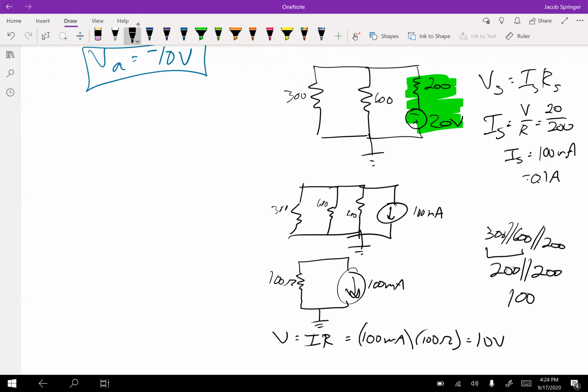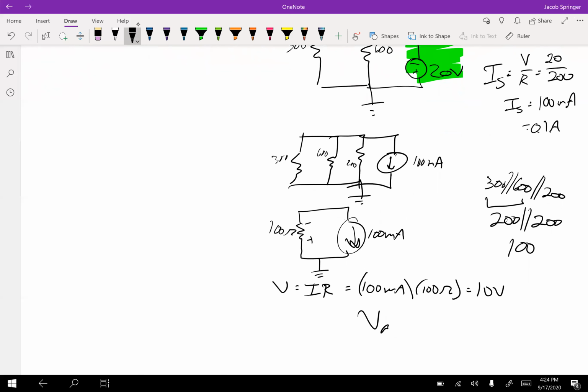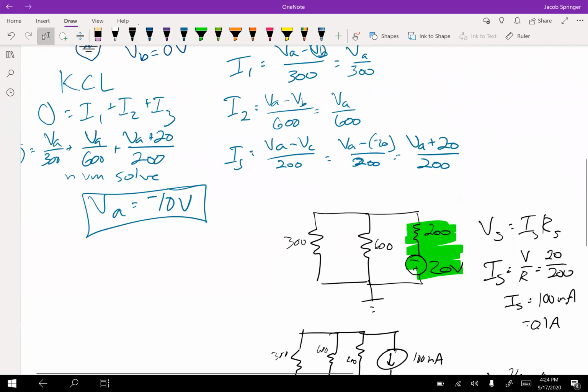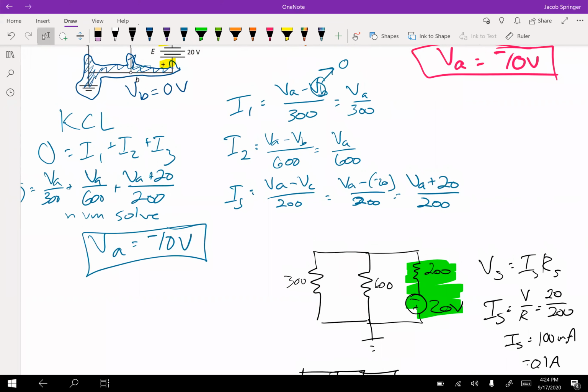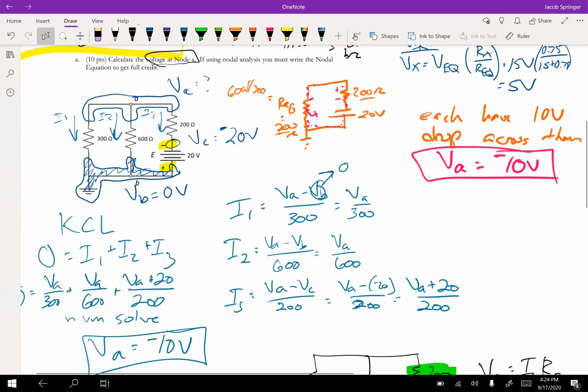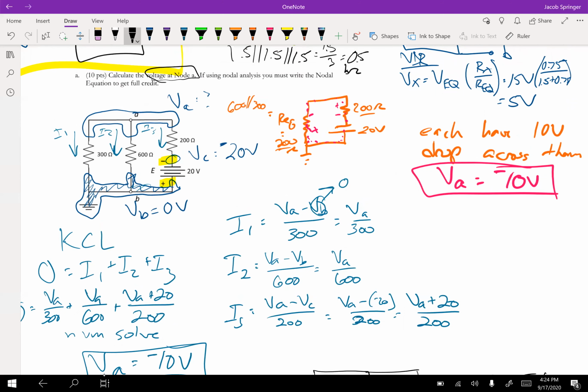10 volts is across this resistor. Here's the high side, here's the low side, which means that VA, we'll call it the voltage across the resistor, right? And that's the current going through the resistor. But the VA here is negative 10 volts because it's 10 below ground. And once again, we get to negative 10 volts. There's more ways to do this with current divider rule and other laws, but I think that's enough for how most of us are going to solve this problem.